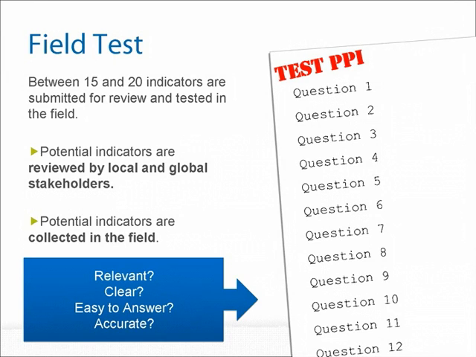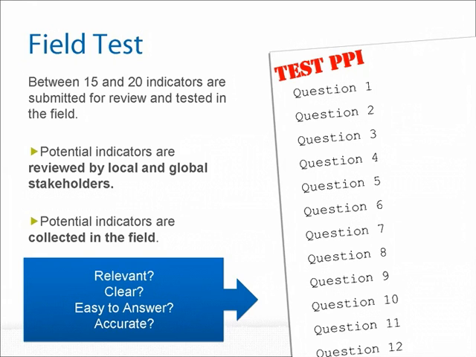Between 15 and 20 potential PPI indicators are sent for a review and field testing. During the review, local and global stakeholders provide commentary and feedback on each of the indicators. During the review, we learn if indicators are no longer relevant because of changes in reality or more difficult to ask than anticipated. During field testing, each indicator is tested in a setting that resembles how the PPI will be used. During this testing, we discover if questions are confusing, hard to answer, or error-prone during data collection.